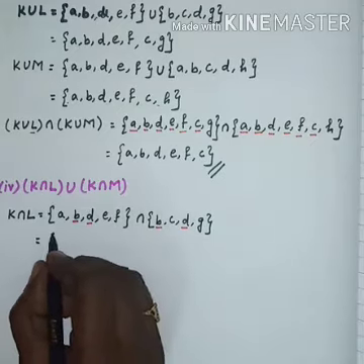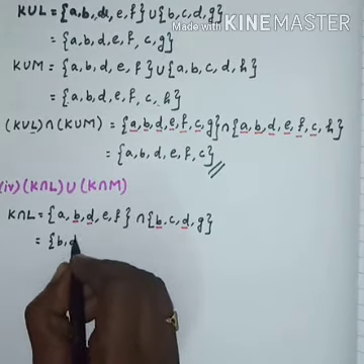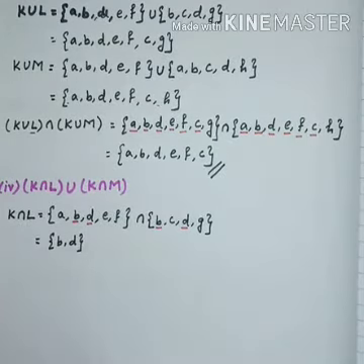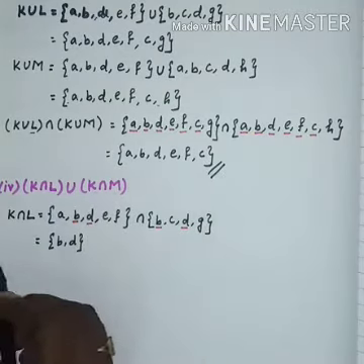So the common elements are B, D. These are the common elements in both the sets. And then next we have to find K intersection M.